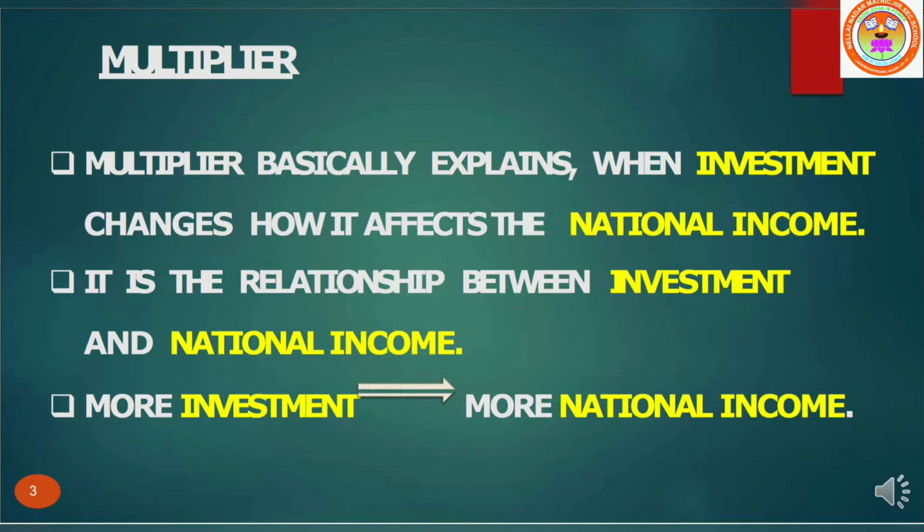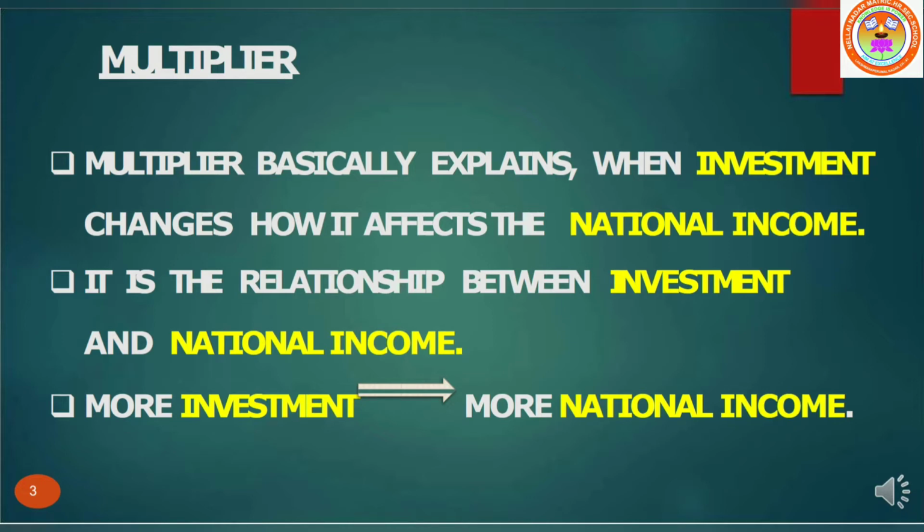Multiplier basically explains when investment changes how it affects the national income. It is the relationship between investment and national income. More investment gives more national income. So, investment increases productive capacity, which in turn raises the level of output, employment, and income.